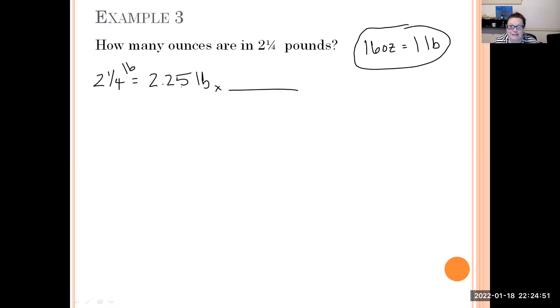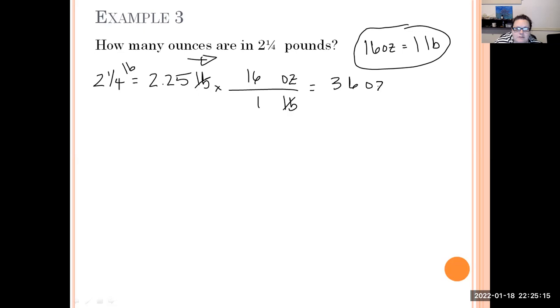All right, pounds is in our numerator, so we need pounds in our denominator. And ounces is our ultimate goal, so that goes in our numerator. 16 ounces in 1 pound, we're golden. Multiplying straight across, pounds are gone. We're left with ounces, perfect. So now 2.25 times 16 is 36.